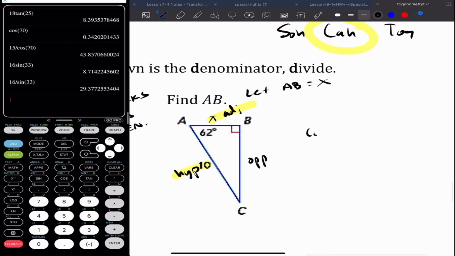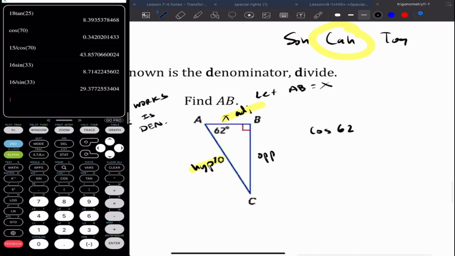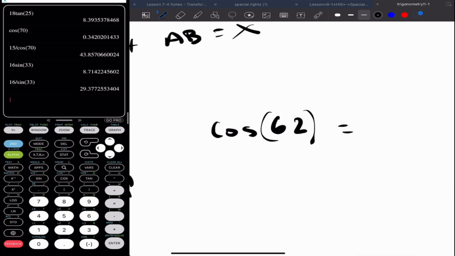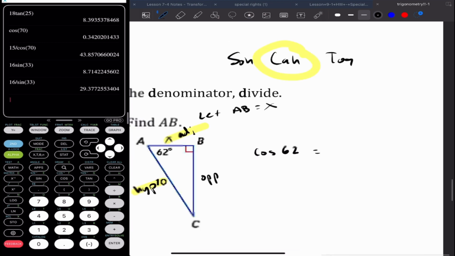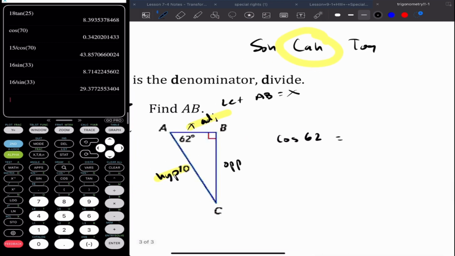So CAH means cosine of your angle of reference, which is equal to, and you know, you can put the parentheses or you don't have to put the parentheses. It's just however you're feeling. But if you're writing cosine of 62, you can or don't have to put the parentheses. That's what I'm trying to say. So cosine of 62 is equal to, what are we dealing with? Adjacent over hypotenuse. So x over 10, not 10 over x.